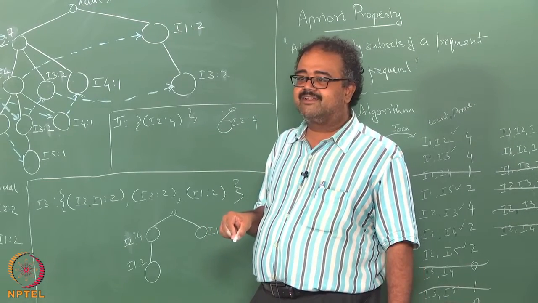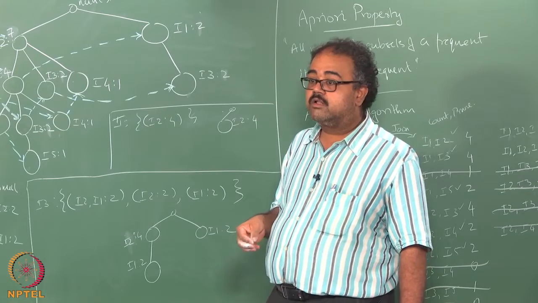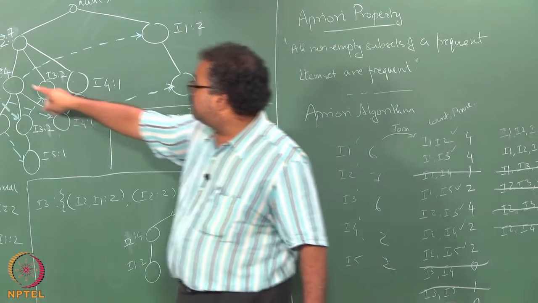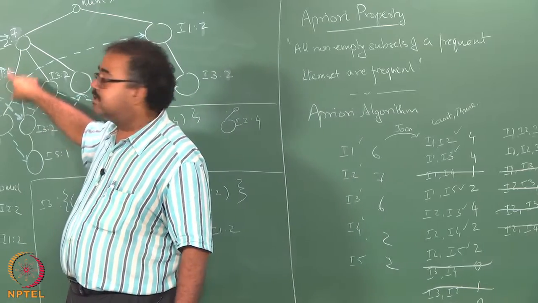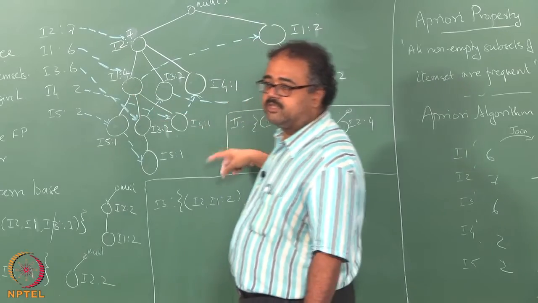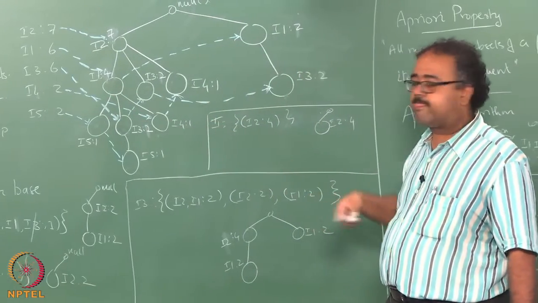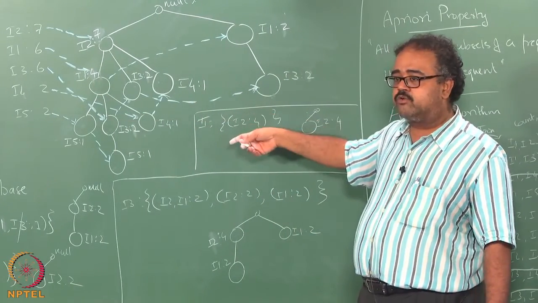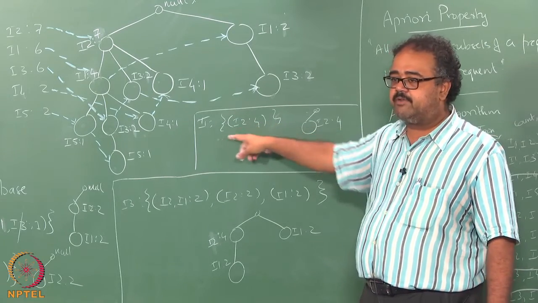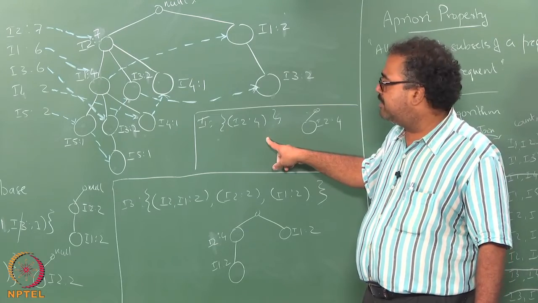The count is 4. I2 appears only once in this... no, 4 times. So this path has been taken 4 times, that is what this tells me. That means I2 I1 should have appeared 4 times. So the prefix I2 ending with the suffix I1 would have appeared 4 times. That is basically what the conditional pattern base tells me.